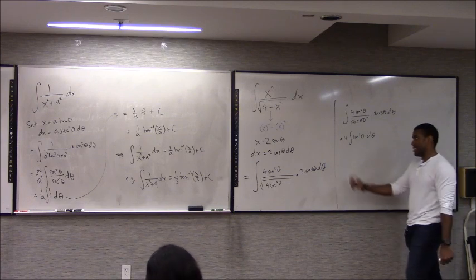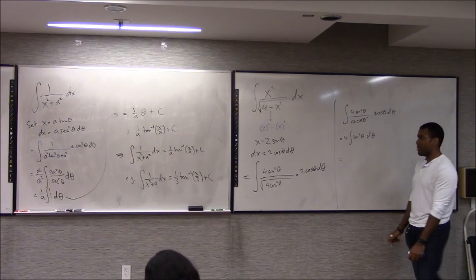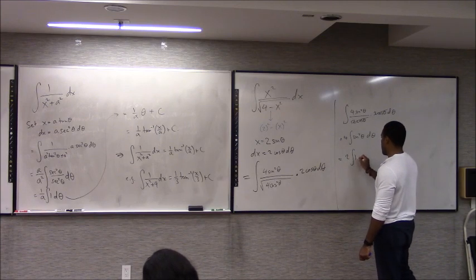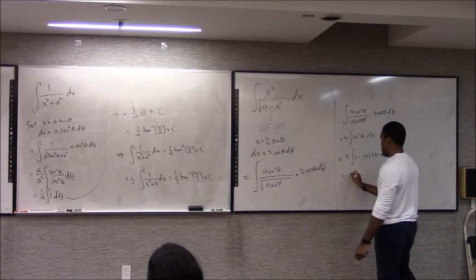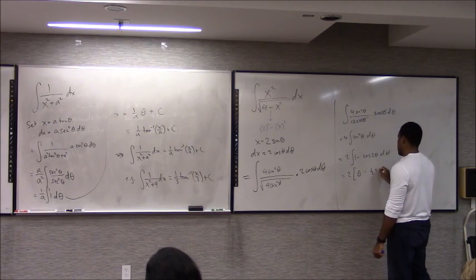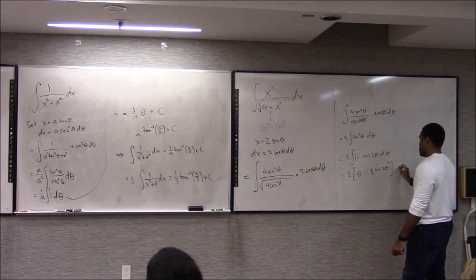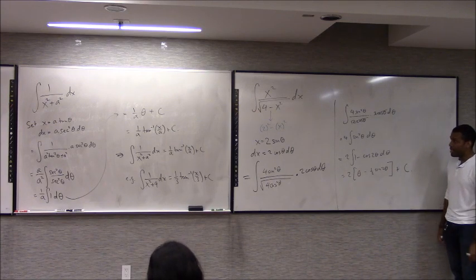That's useful. So what we're going to do now is use the half angle formula. That's going to end up with 2 times 1 minus cosine 2 theta d theta. And then that's going to be 2 times theta minus 1/2 sine 2 theta plus c. So that's the answer in theta, right?